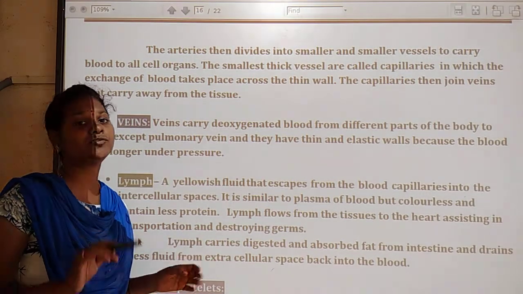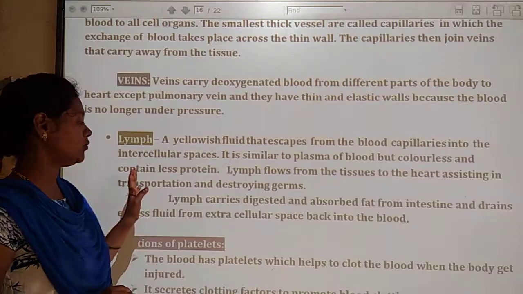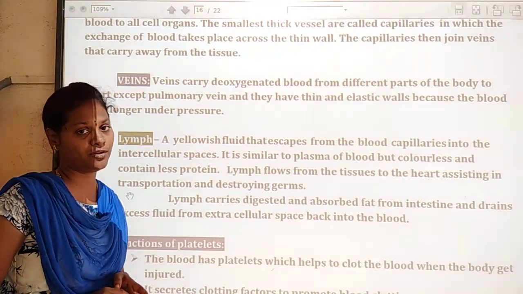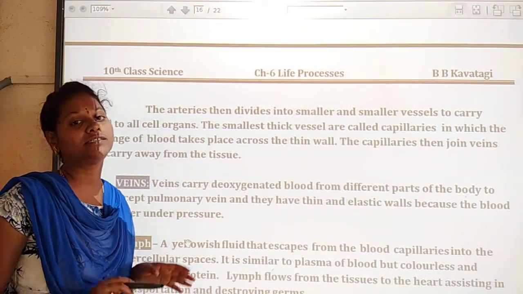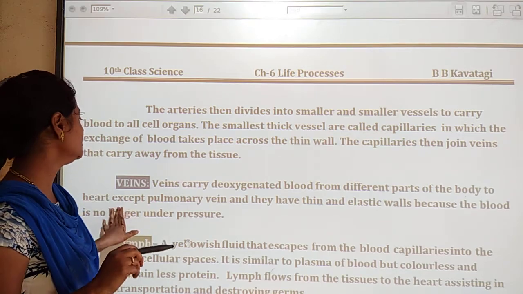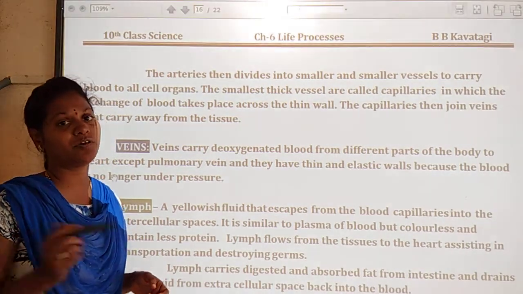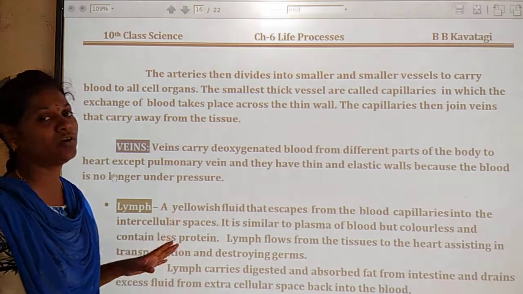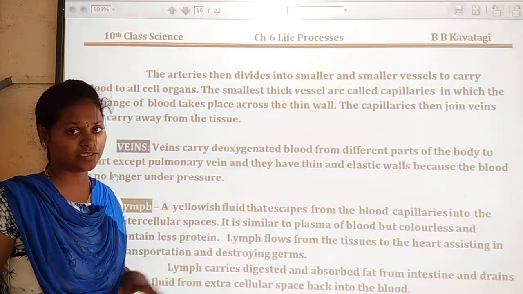What are the functions of the arteries and veins in our body, and also what is the function of the lymph in our body. Here the arteries carry the oxygenated blood from the heart to different parts of the body, and the veins carry deoxygenated blood from different parts of the body to the heart. Those are the functions of the arteries and veins in our body.